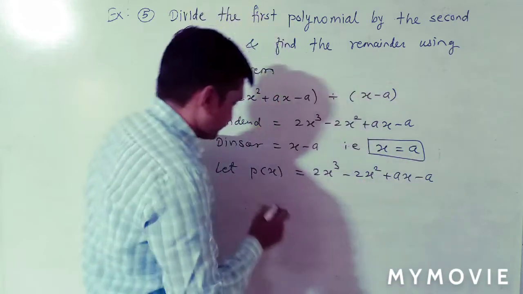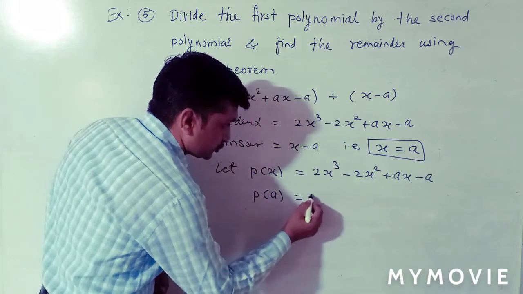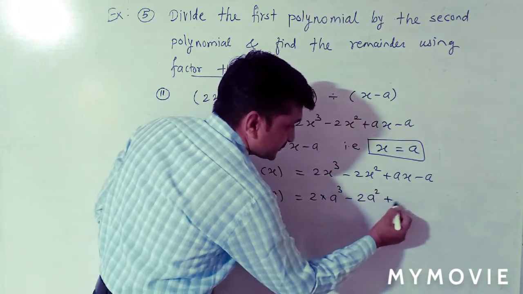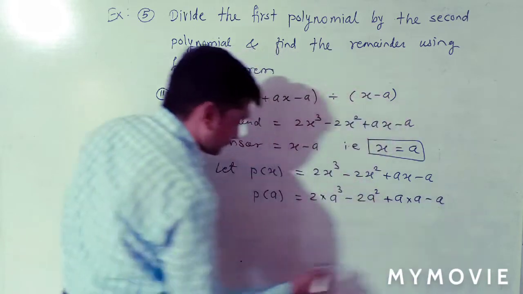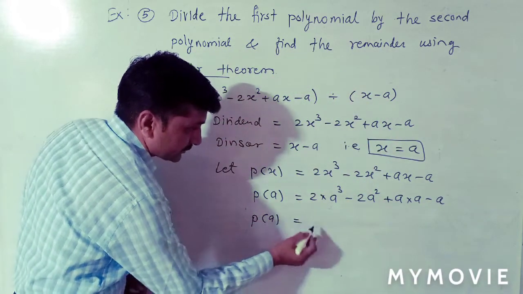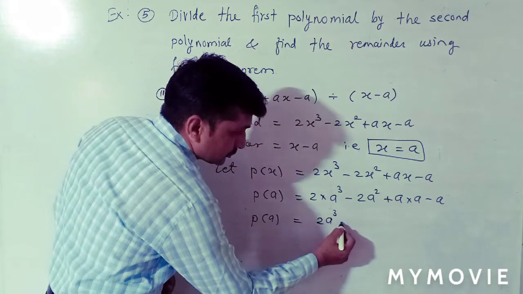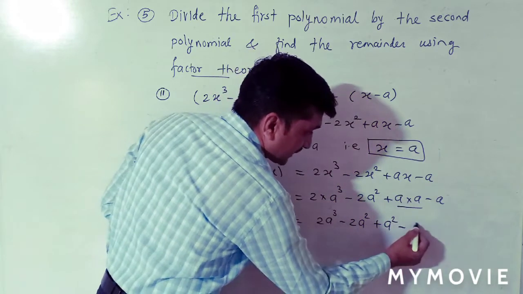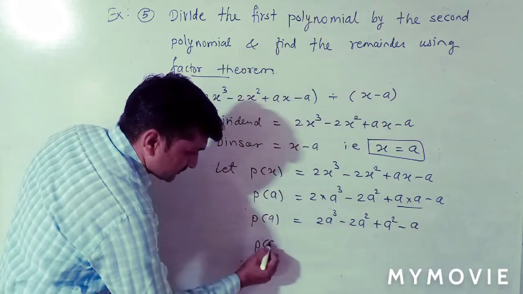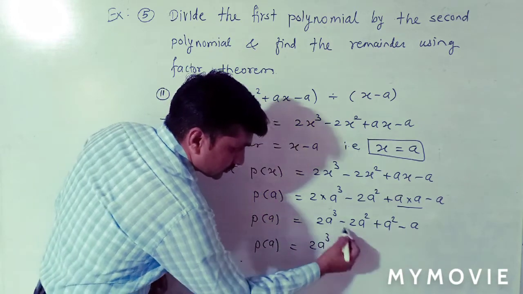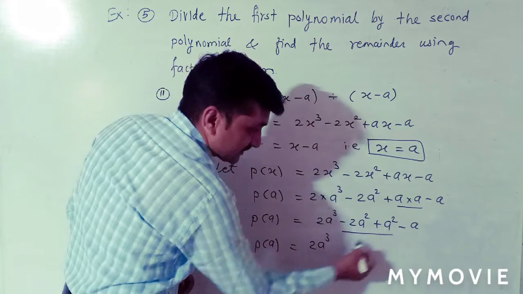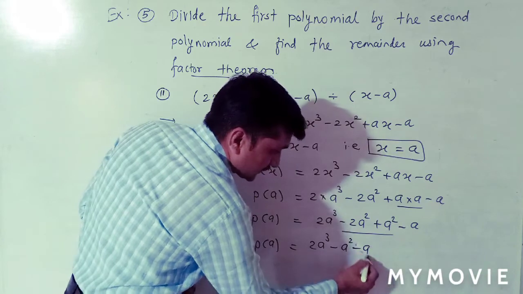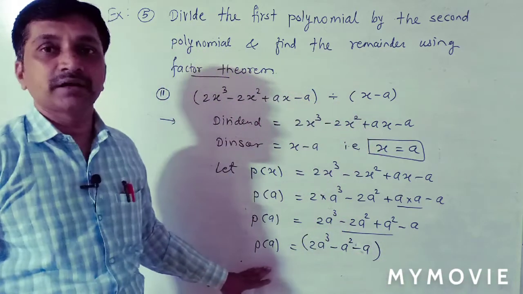Now put x is equal to a. P of a is equal to 2 into a cube minus 2a square plus a into a minus a. Let's find the value of p of a, that will be the remainder. 2a cube minus 2a square plus a square, here a into a, minus a. P of a is equal to 2a cube minus 2a square plus a square minus a. And this is the remainder by the factor theorem.